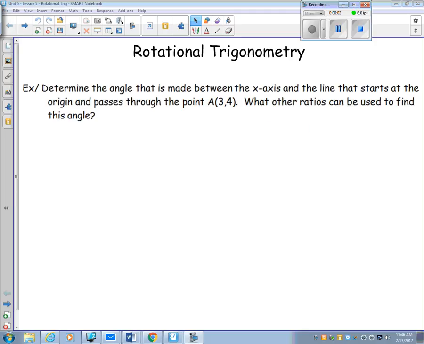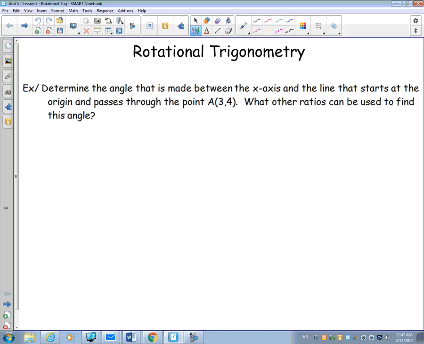In this lesson, we're going to examine trigonometry as it is placed on the Cartesian plane. We're going to call this rotational trigonometry as opposed to straight line trigonometry because we're going to be moving around in a circle. So, a starting point for us. We want to determine the angle that's made between the x-axis and the line that starts at the origin and passes through the point 3, 4.